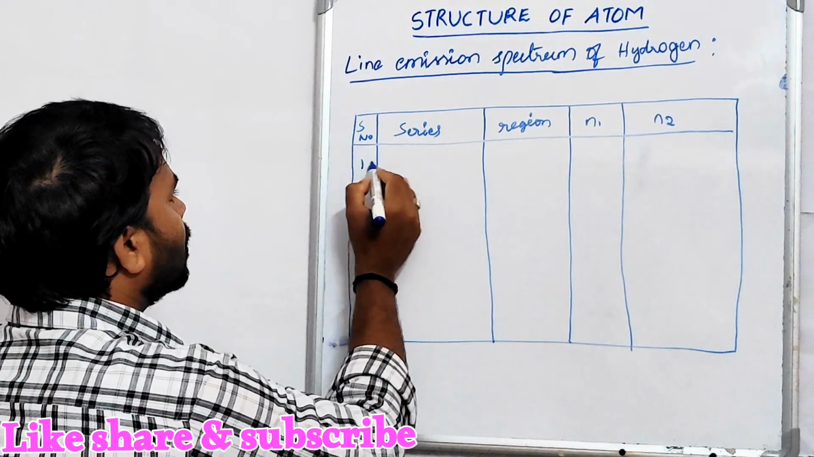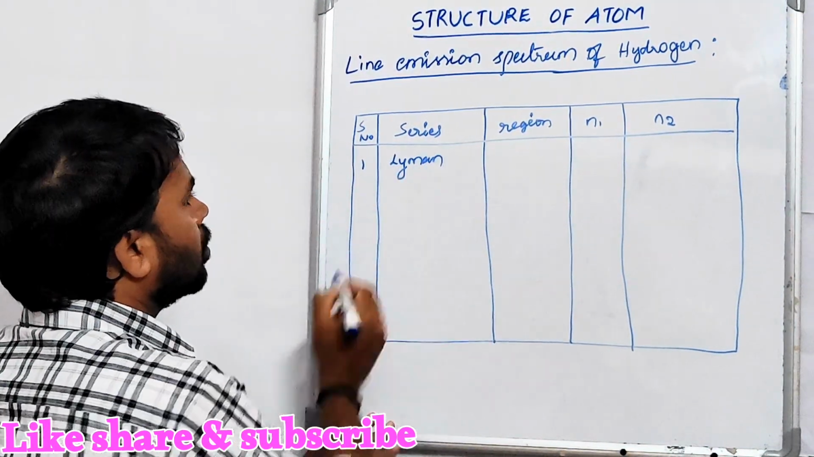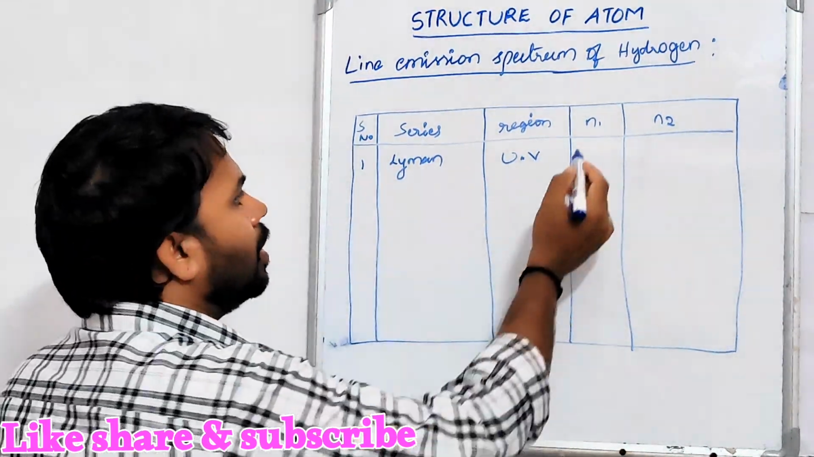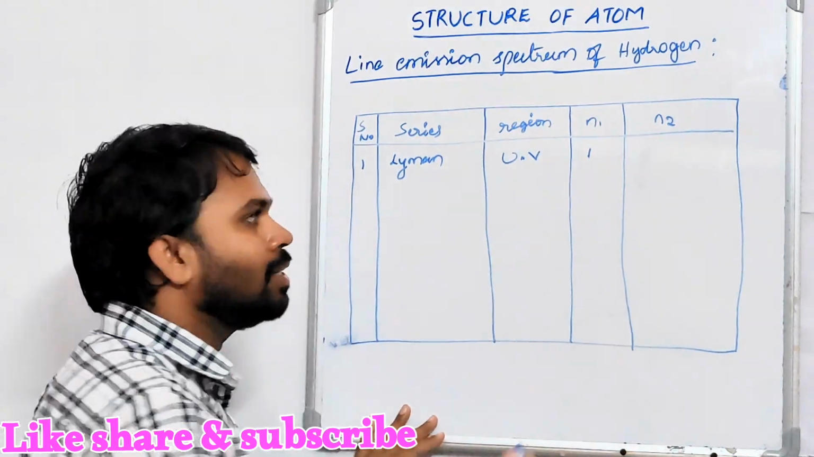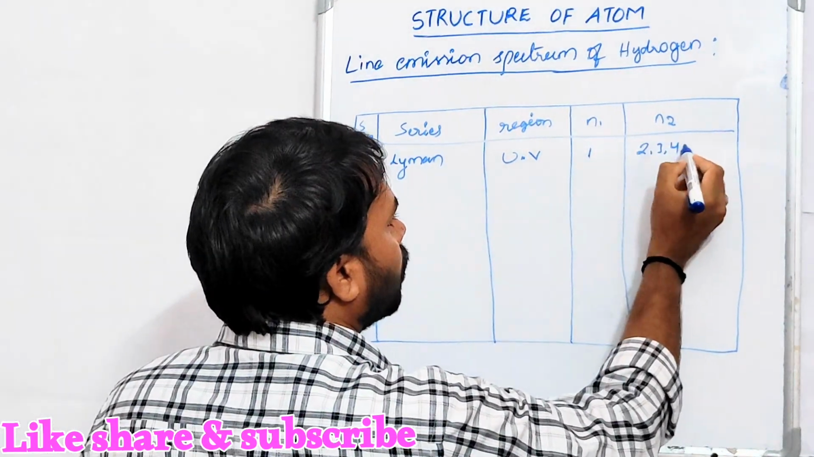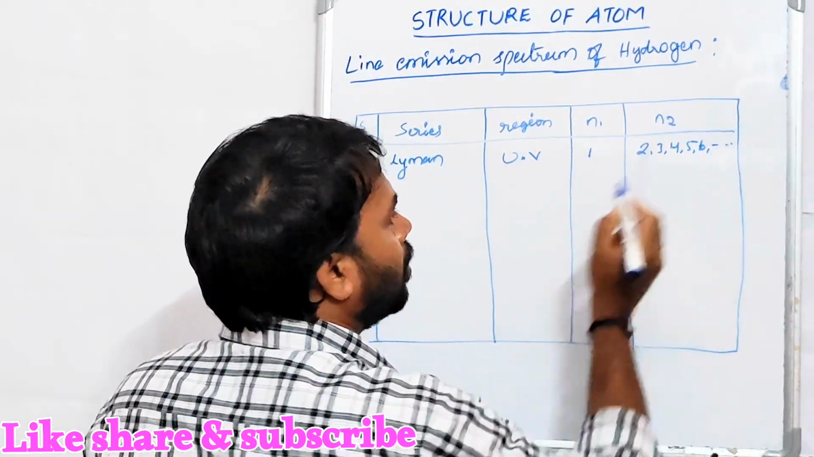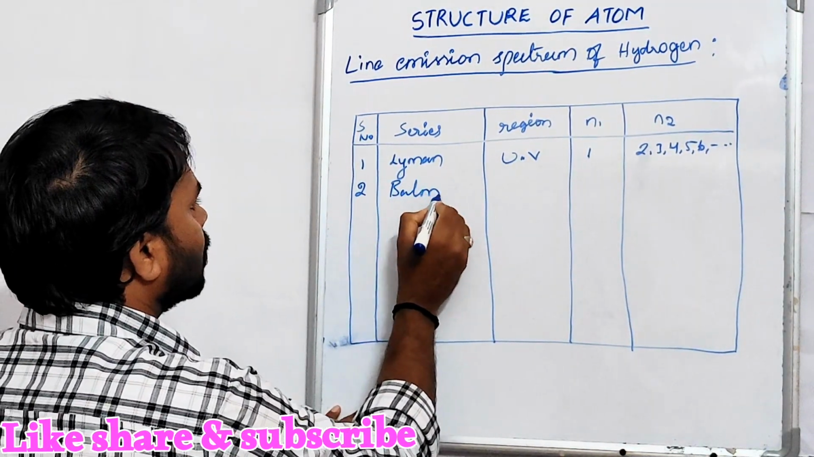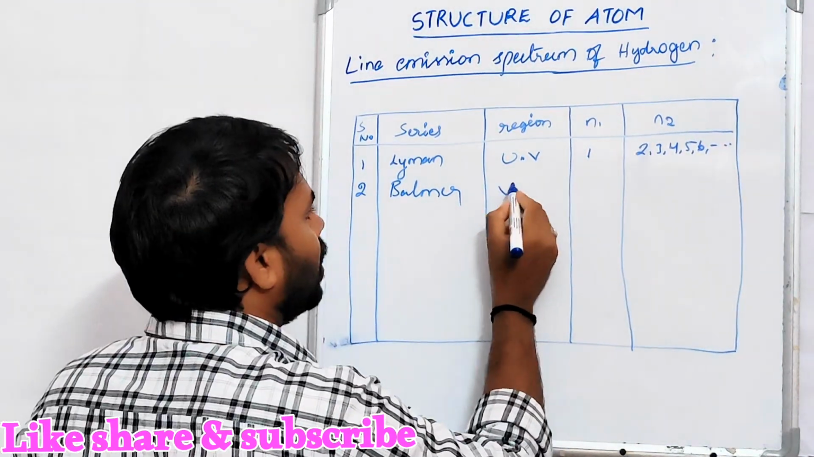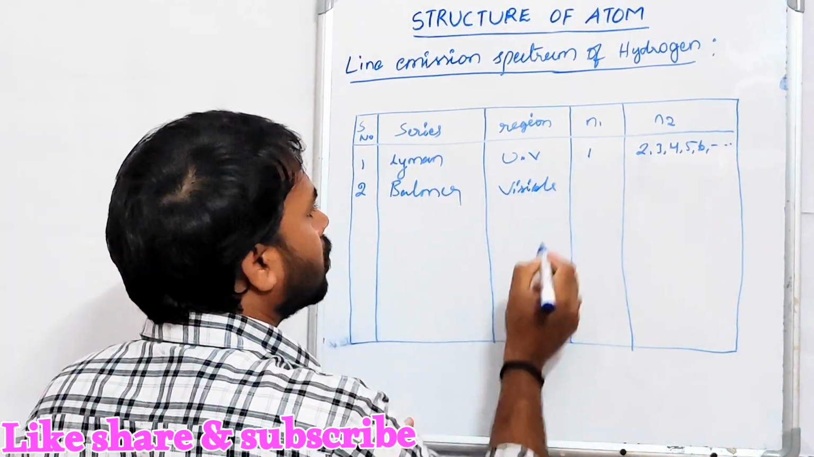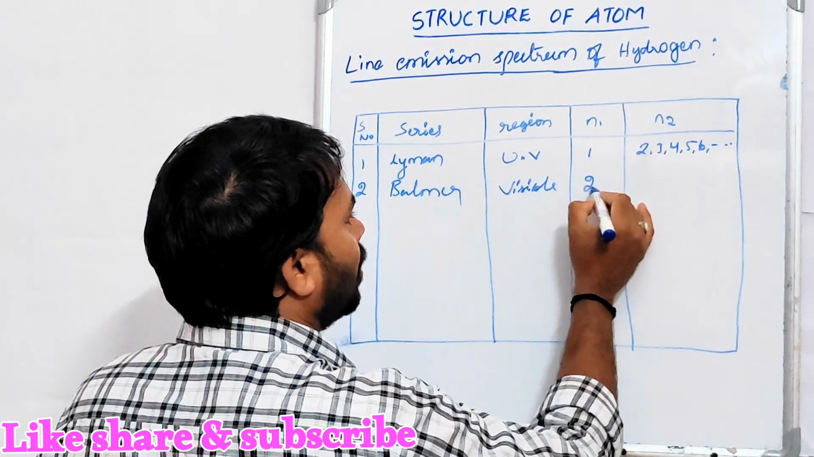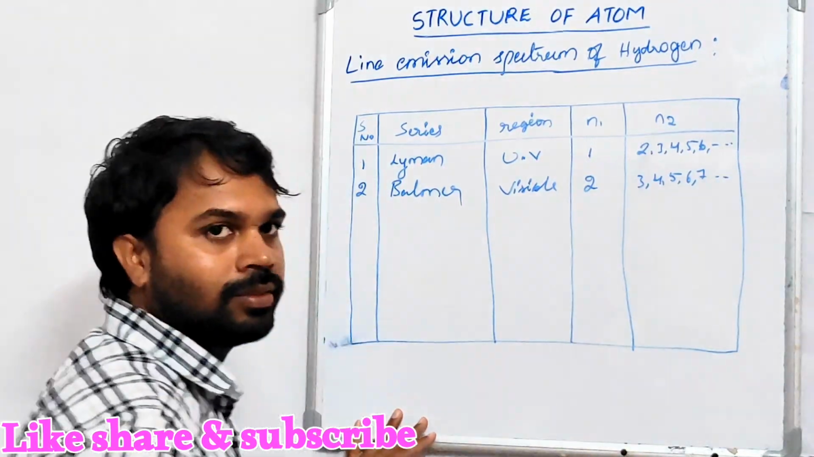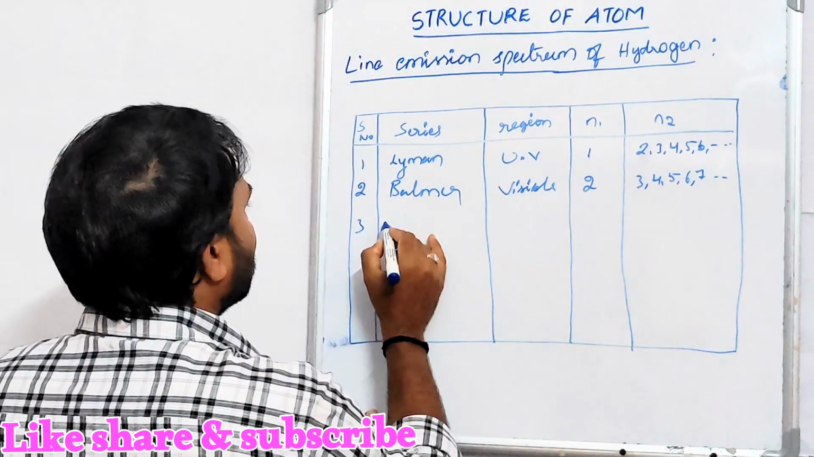Now the first one is the Lyman series. It is observed in the UV region, the ultraviolet region. The ground state is 1 and the excited states are 2, 3, 4, 5, 6 and so on. Similarly, the second one is the Balmer series. The region is the visible region. The ground state is 2. Excited states are 3, 4, 5, 6, 7 and so on. And the next one is the Paschen series.